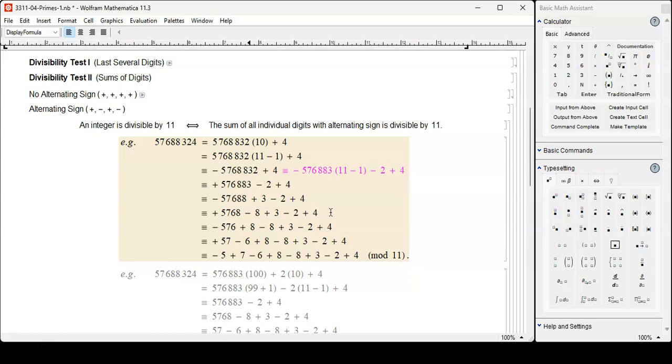Starting from the right, add up all the digits, but with alternating sign. Plus, minus, plus, minus, plus, minus. And if this thing is congruent to 0 modulo 11, then the number originally is congruent to 0 modulo 11.